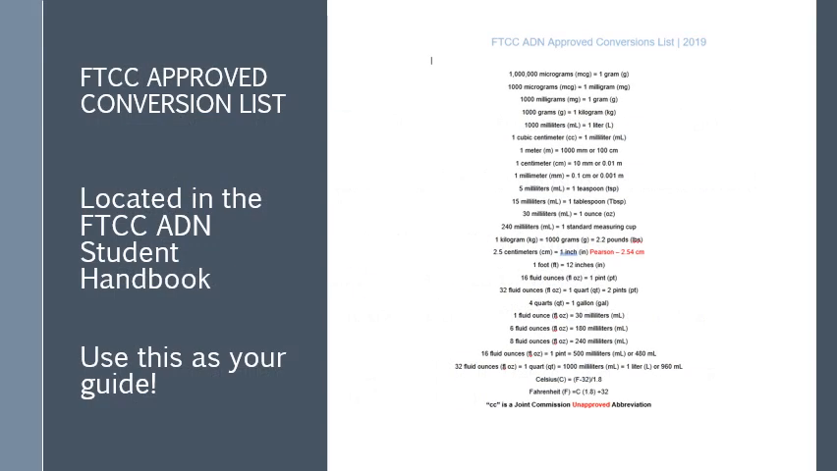So before we really get started, I want to bring your attention to the FTCC ADN approved conversion list. This document is located in your ADN student handbook, and it was created as a reference to guide you in the most common ones that you would see in your practice and the expectation of what you should know for conversions for unit exams, final, and dosage calculation homework. This document is also located in the MDCC area of your Blackboard course as a standalone document.